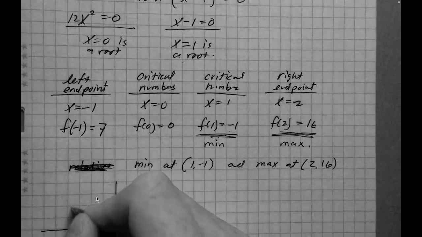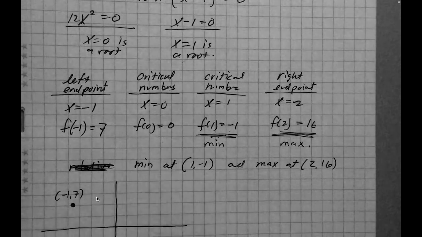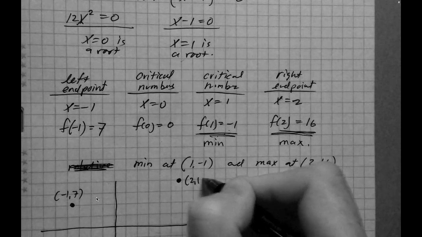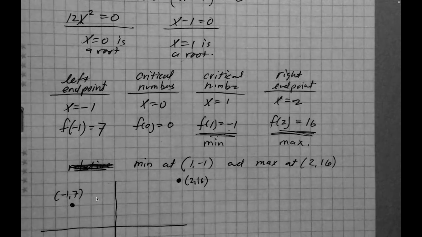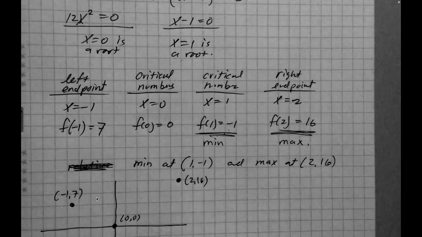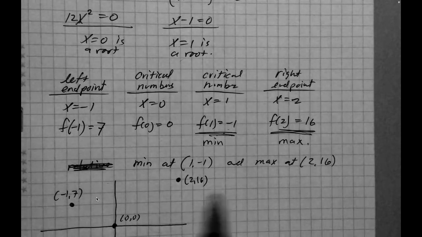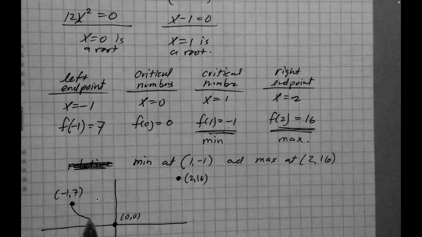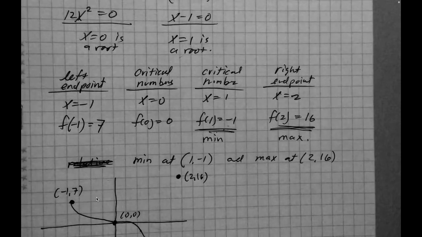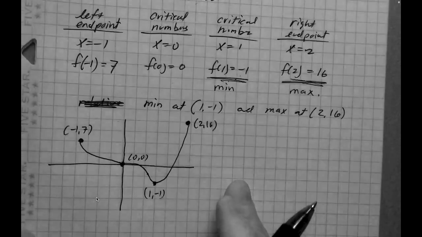And so somewhere over here you've got -1, 7 on this endpoint. And then this is not to scale, but you've got 216 on this endpoint. 0, 0 is here. And then 1, -1 is here. Again, terrible drawing. But basically the function kind of comes down like this, flattens out at 0, 0, then drops down to here, flattens out, and then comes up. So it looks like this.